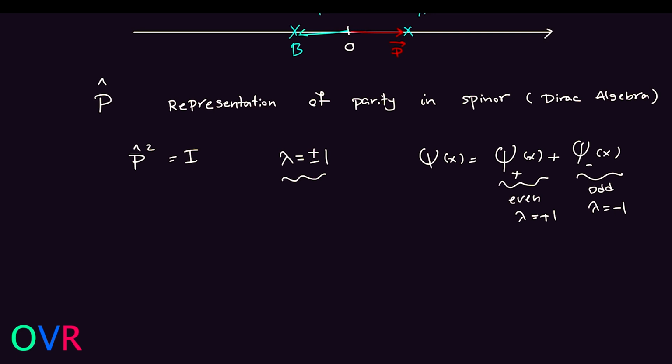Okay, let's start with parity and see how we get the parity representation in the Dirac equation. We want to find a representation that keeps the Dirac equation invariant under the parity transformation. So we know what we're doing: we want to keep the Dirac equation invariant, so we want to find the properties of the parity operator.